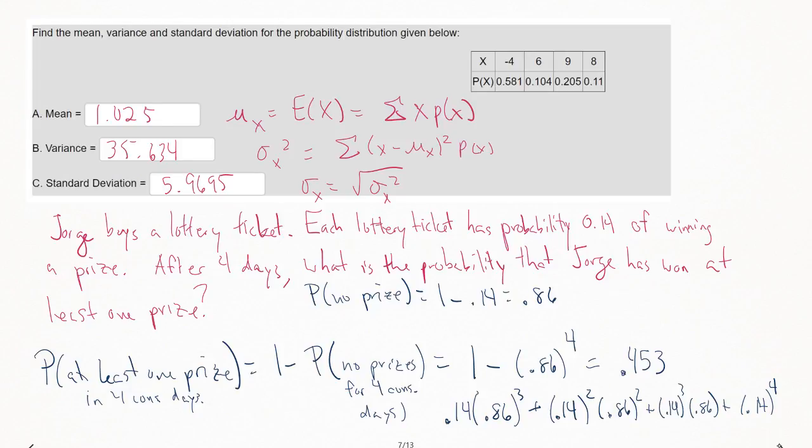Okay, so hopefully that lets you see a couple different ways to approach the same problem. Obviously, that top way is going to be much more efficient. When you see at least or at most or things like that, a lot of times you're going to want to use this 1 minus that probability rule.